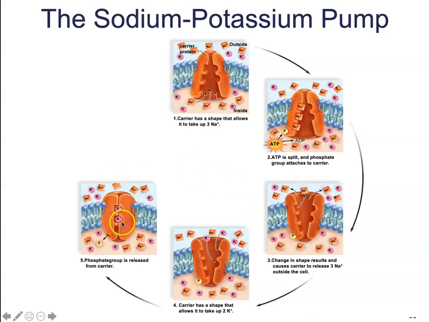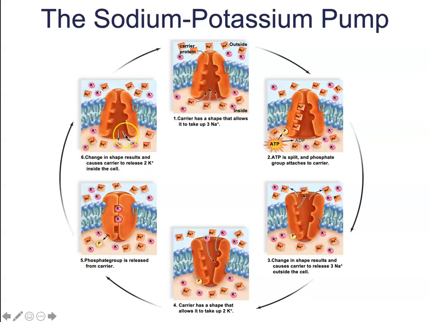It's going to close up on one side. We're going to release that phosphate group, and we're going to open back up. Now, once we've opened up, 3 sodium ions can move in. We're going to attach an ATP. We're going to break off that phosphate group, release a burst of energy, allow that conformational change, release the sodium ions, and allow potassium to fill back in the gaps.